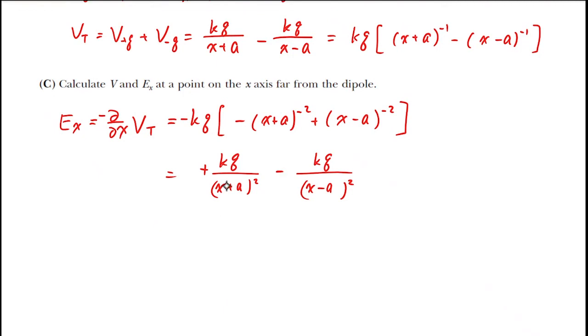Because if you think about it, this is from last time. This is KQ over R1 squared, and this is negative KQ, negative sign, over R2 squared.